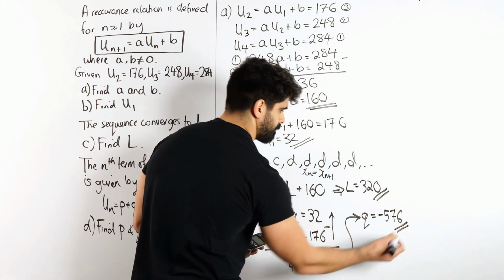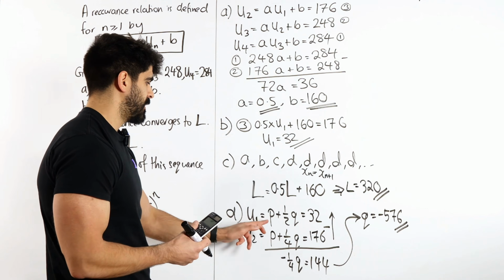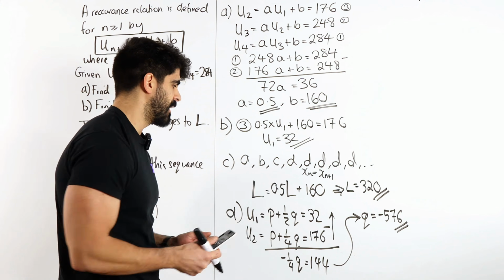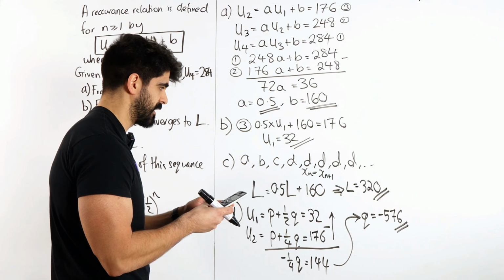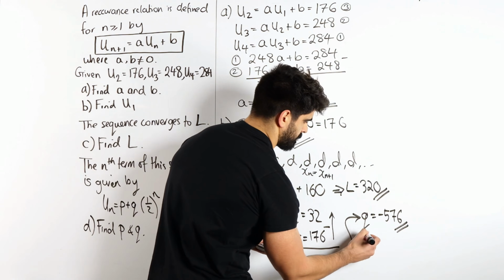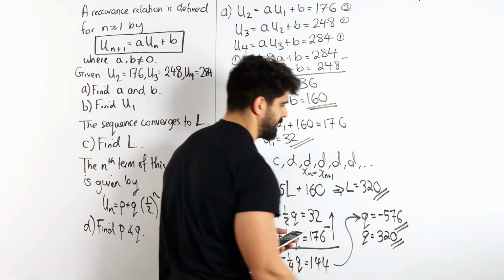Let me just sub into one of these. So P will be 32. Then you're going to do a minus a half. So 32 minus 0.5 Q, which is minus 576. 320. Interesting. That looks to be the limit.